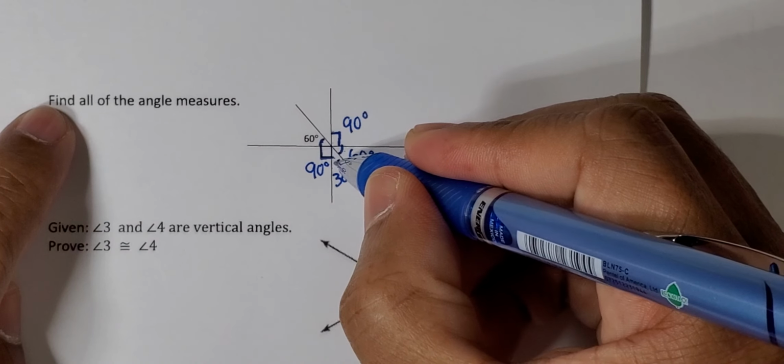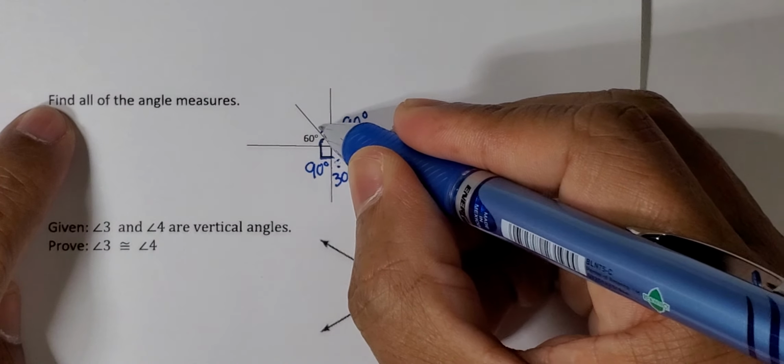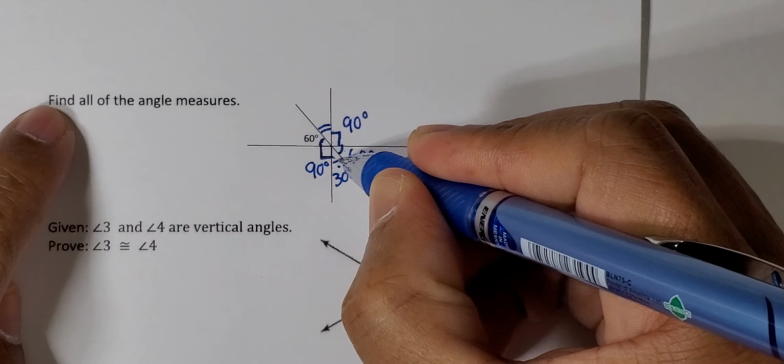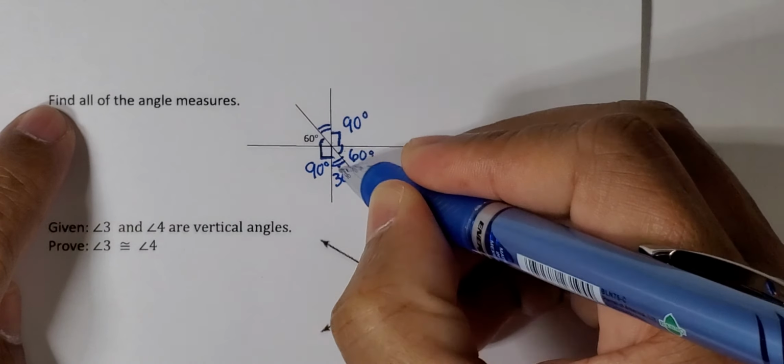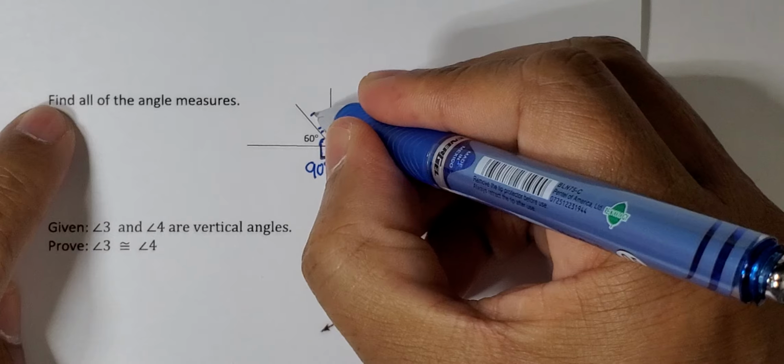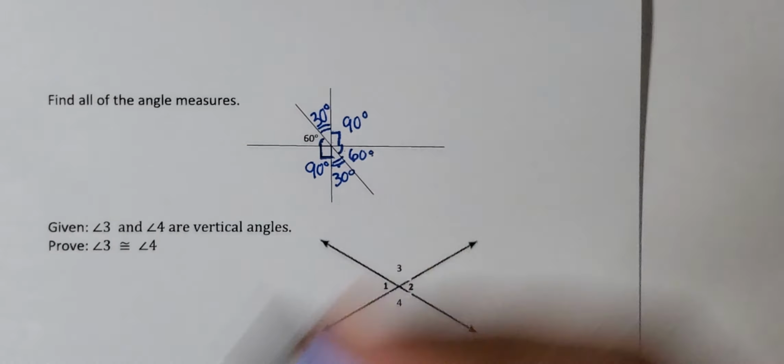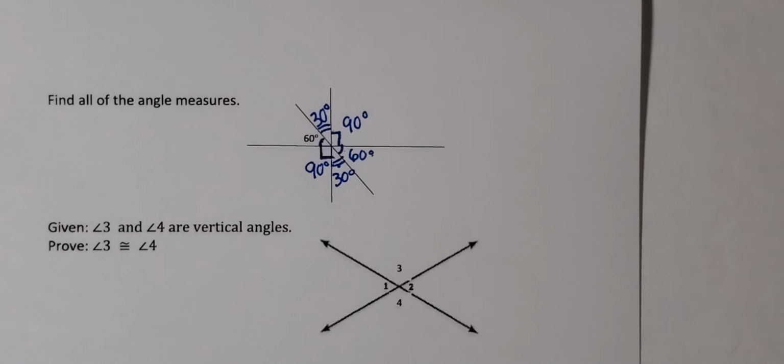Since this angle is vertical to this one here, these two angles are vertical, then the two angles are equal, which means that this angle is also 30 degrees because of the vertical angle theorem.